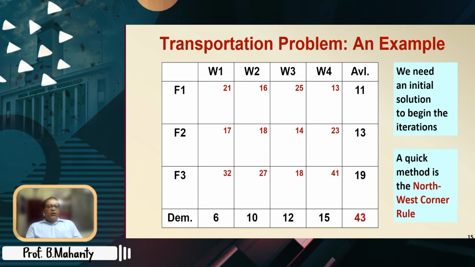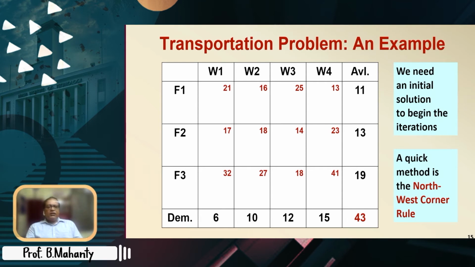Right. Now to solve transportation problems, we must have a quick initial solution. There are different methods by which a quick initial solution can be obtained. There is Vogel's method, and there are methods based on the differences in costs and all that. And a very quick method is called the northwest corner rule. All right, so let us see how we can get a quick solution by the northwest corner rule. So what is the northwest corner rule?